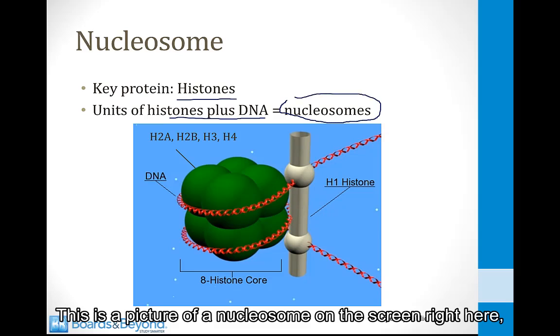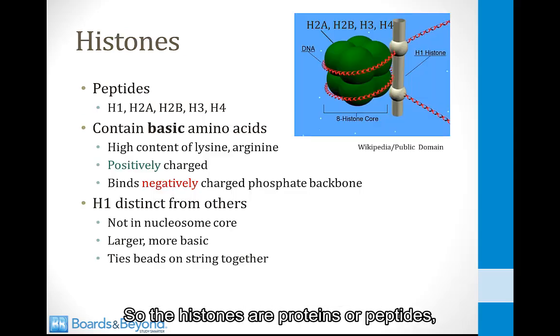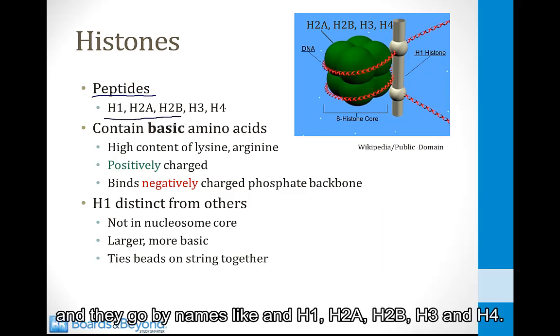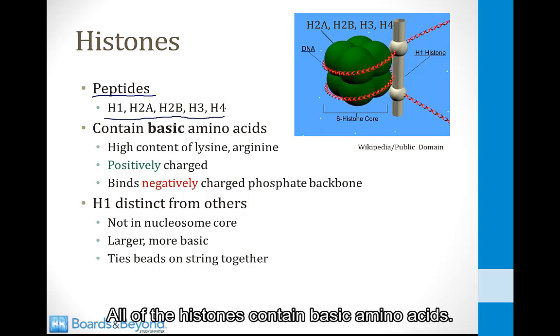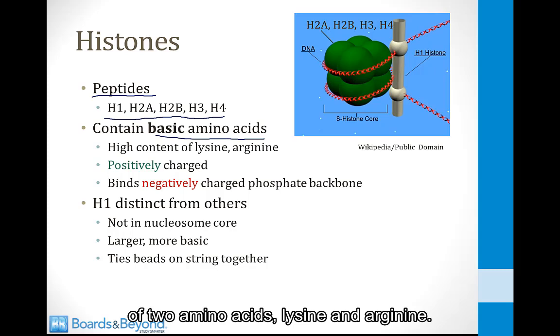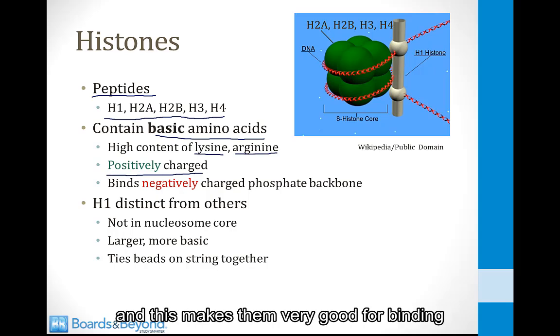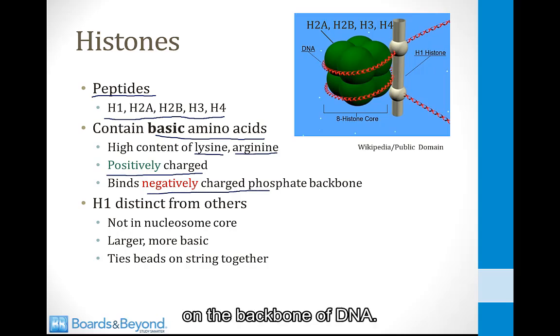This is a picture of a nucleosome on the screen right here, and there are many of these found inside chromatin, and this is the way that the DNA condenses so that it can fit inside of the nucleus. The histones are proteins or peptides, and they go by names like H1, H2A, H2B, H3, and H4. All of the histones contain basic amino acids, and in particular they have a very high content of two amino acids, lysine and arginine. Lysine and arginine are both positively charged, and this makes them very good for binding to the negatively charged phosphate units on the backbone of DNA.